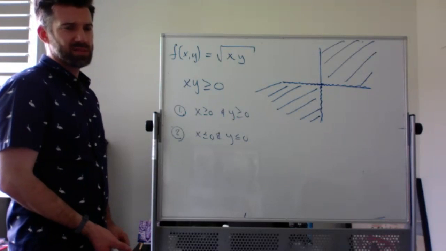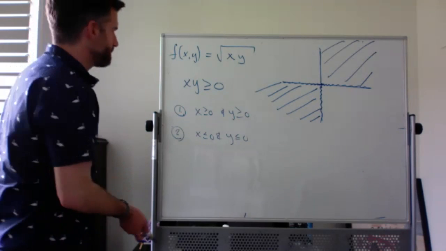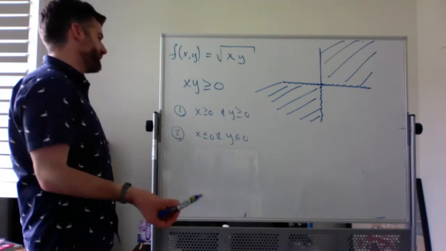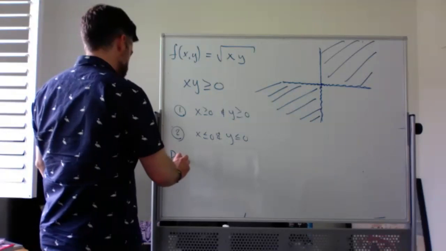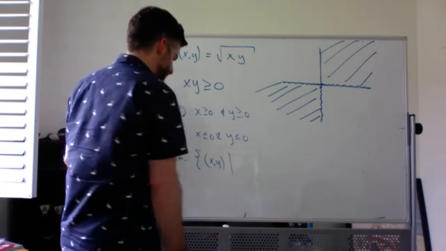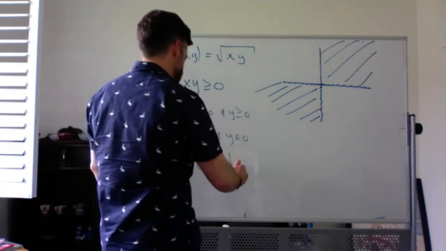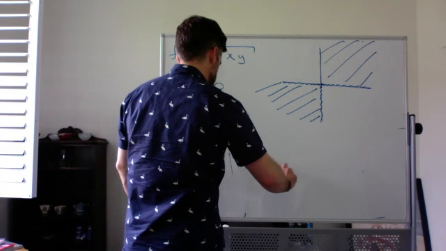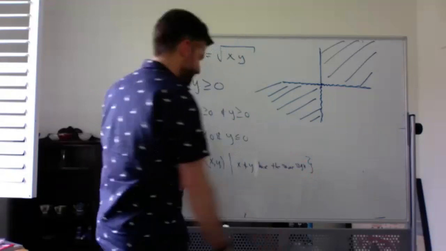Okay, seems a little strange. How would you write that? Good question. I don't really have a good answer. I would probably say the domain is a set containing all pairs x and y, such that, I might write, x and y have the same sign. I might actually write out words.